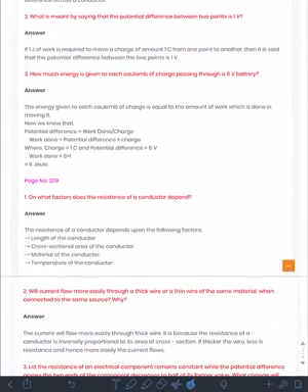Next question: what is meant by saying that the potential difference between 2 points is 1 volt? Potential difference is denoted by the letter V. V is equal to W upon Q, where W is the work done upon the electric charge. So if 1 joule of work is required to move a charge of 1 coulomb from one point to another, then the potential difference between the 2 points is 1 volt.